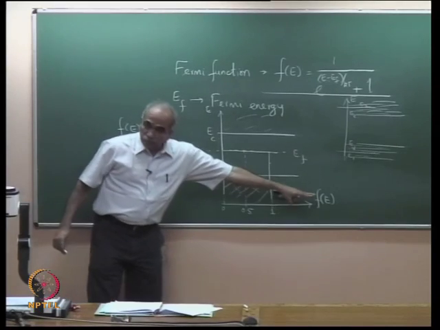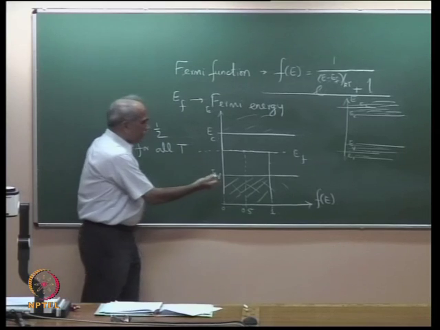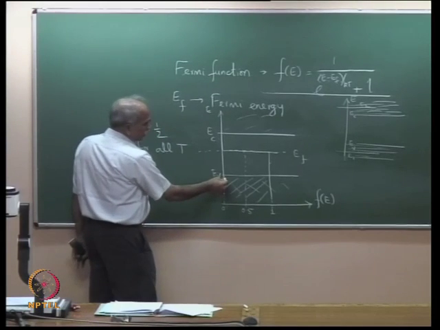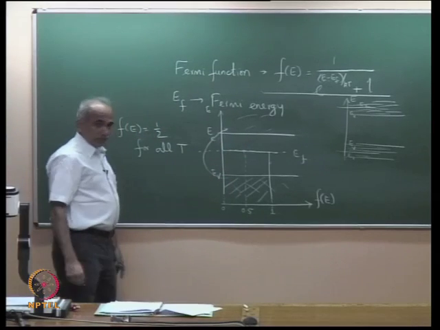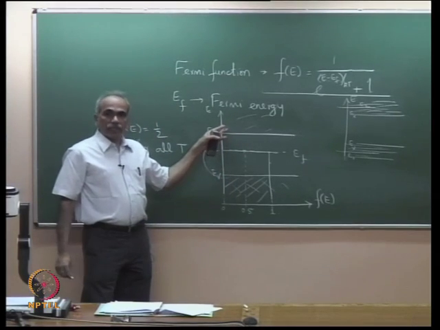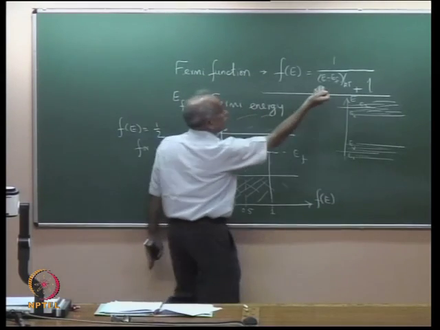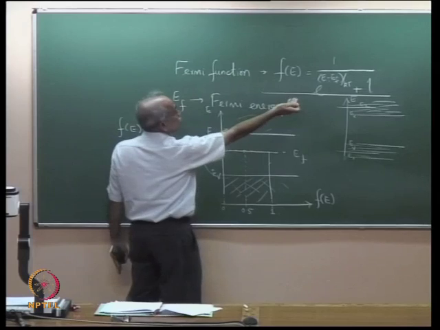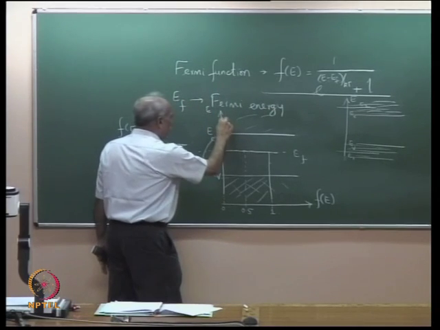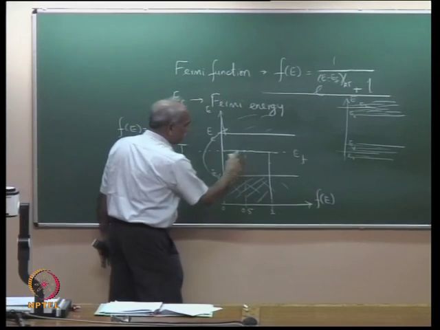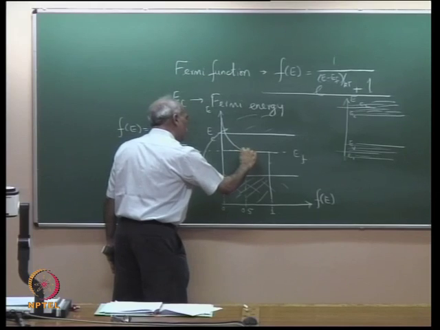Please see, I am plotting probability on this axis, f of E. If this is half, then at any finite temperature, we know that the electrons from the valence band make an upward transition here. There is a finite probability of finding electrons in the conduction band, and the probability distribution is still described by the Fermi function, and the Fermi function gets smeared. This step function now gets smeared, but passes through the same point.